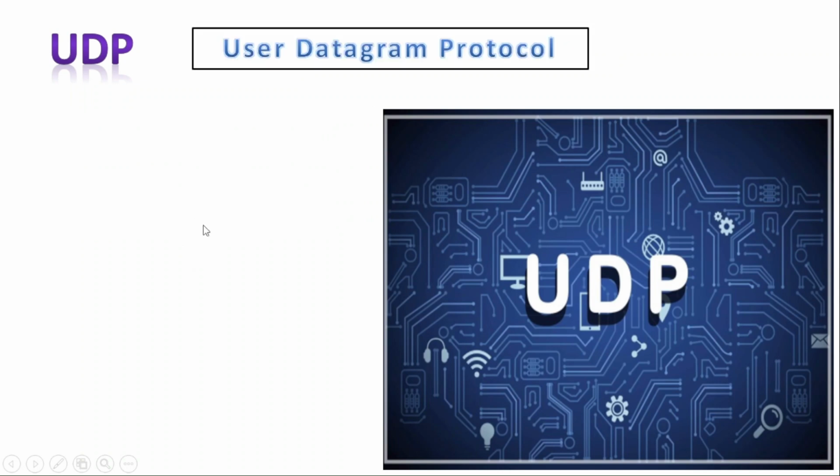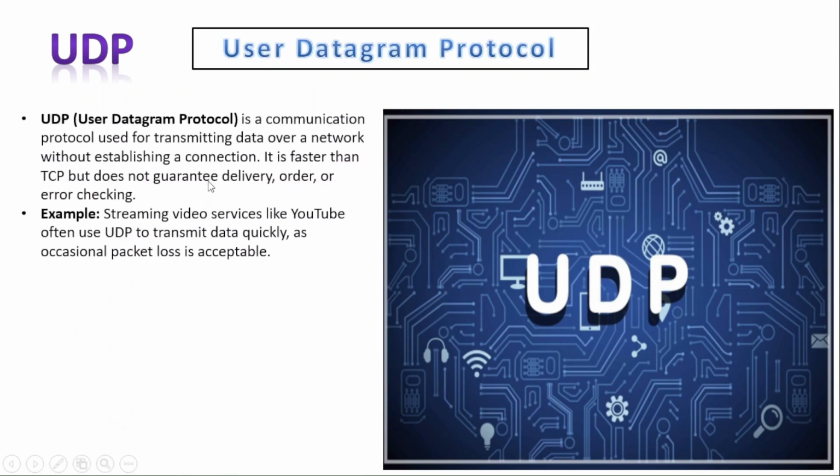UDP, that is User Datagram Protocol. So UDP, or User Datagram Protocol, is a communication protocol used for transmitting data over a network without establishing a connection. It is faster than TCP but does not guarantee delivery, order, or error checking. Example, streaming video services like YouTube often use UDP to transmit data quickly as occasional packet loss is acceptable.